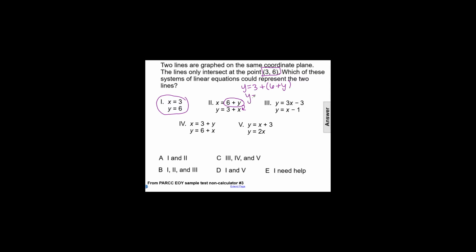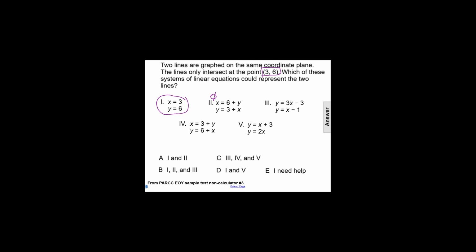So that would give us y equals 9 plus y. And if we subtract y from both sides, we actually get 0 equals 9. And 0 equals 9 is a false statement. So that means that this second system actually doesn't have any solution. There's no solution to the system. So it can't have a solution of (3, 6) if it has no solutions. So it can't be the system for choice 2.